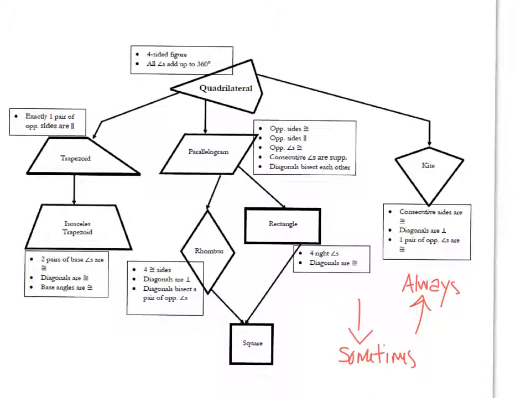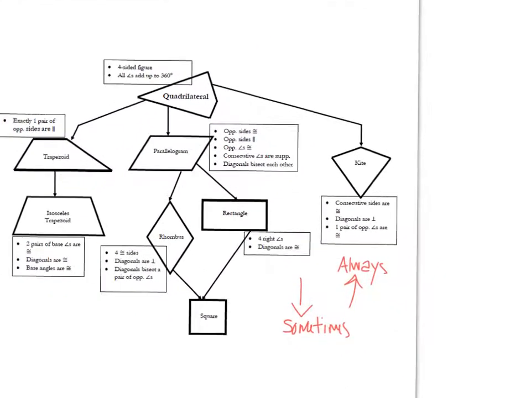If you go side to side, it's never true. A kite is never a trapezoid. A kite is never a rectangle. So those are not true.